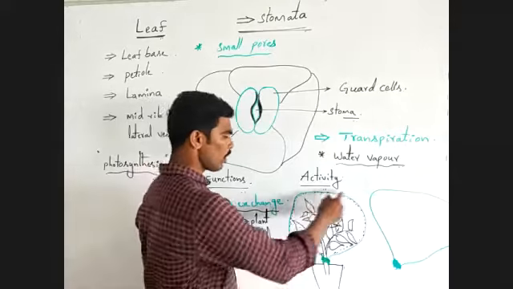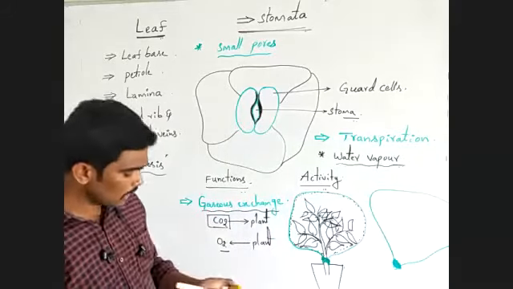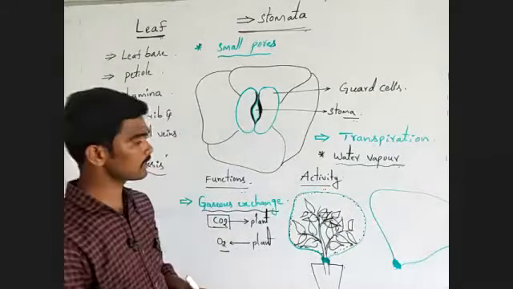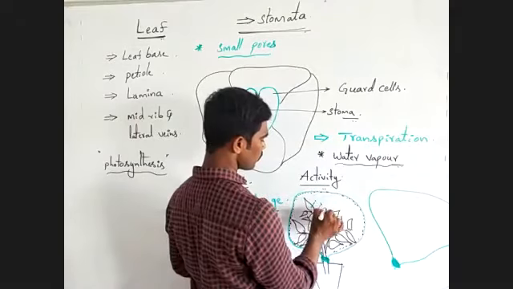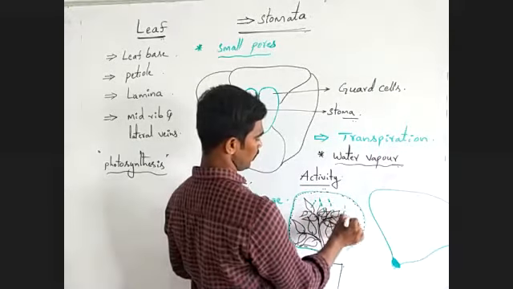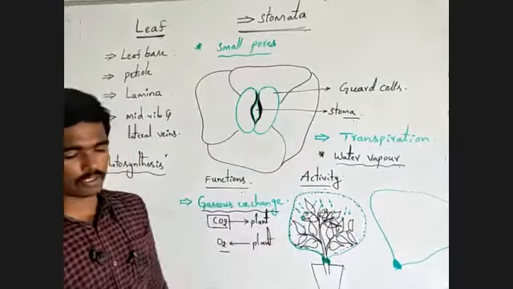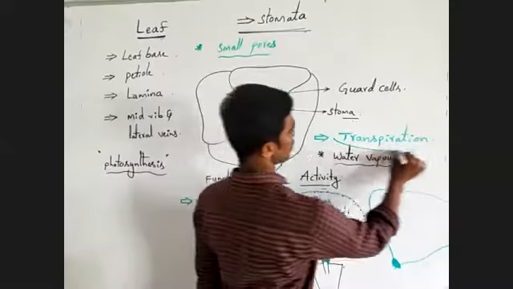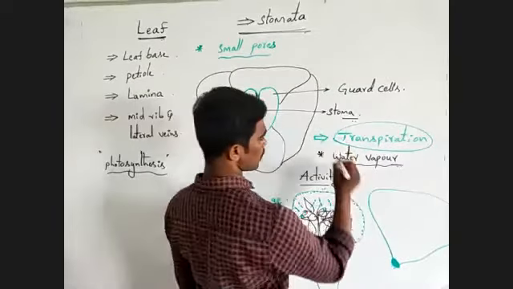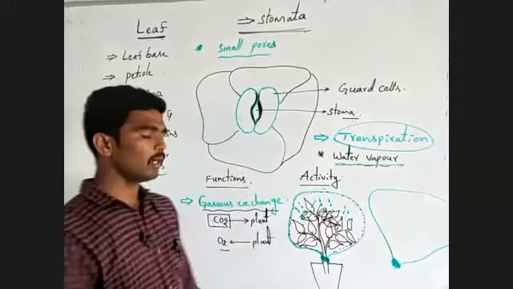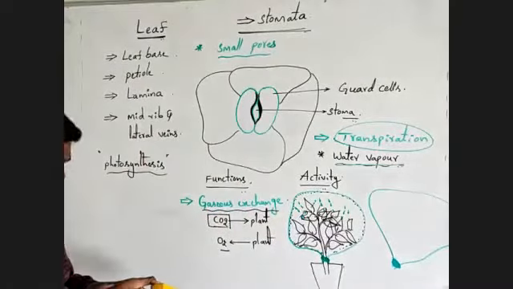From where did these water droplets come? Actually, these water droplets came from the plant body. Understanding? By this activity, we can conclude that the transpiration process occurs in plants. In the transpiration process, water vapor is released into the atmosphere. Observe all these important points. Write all points.